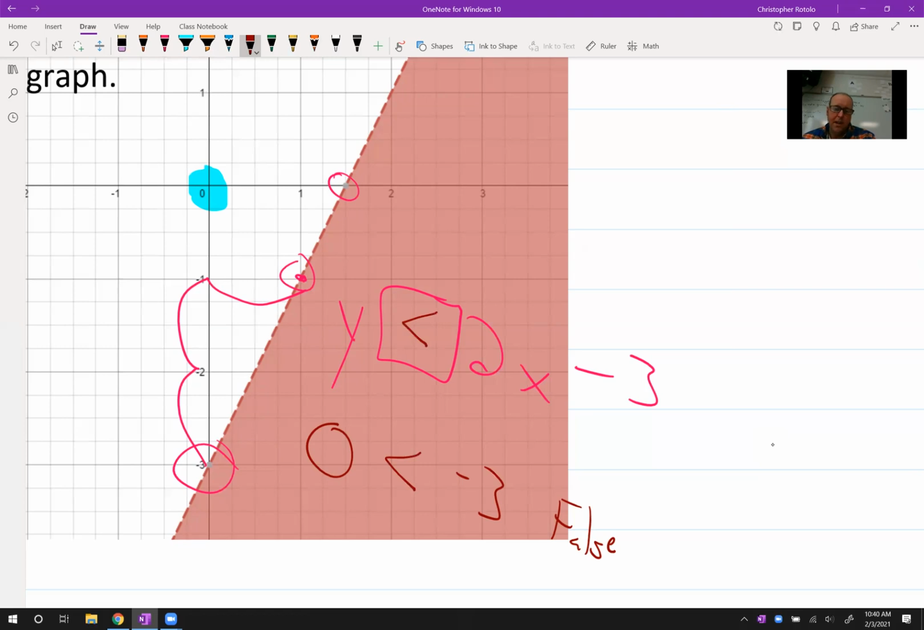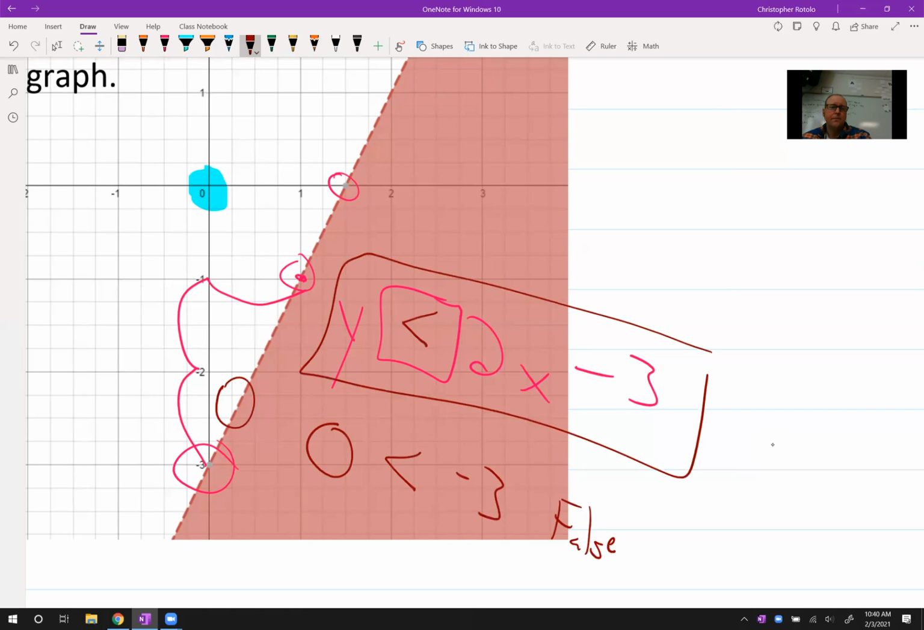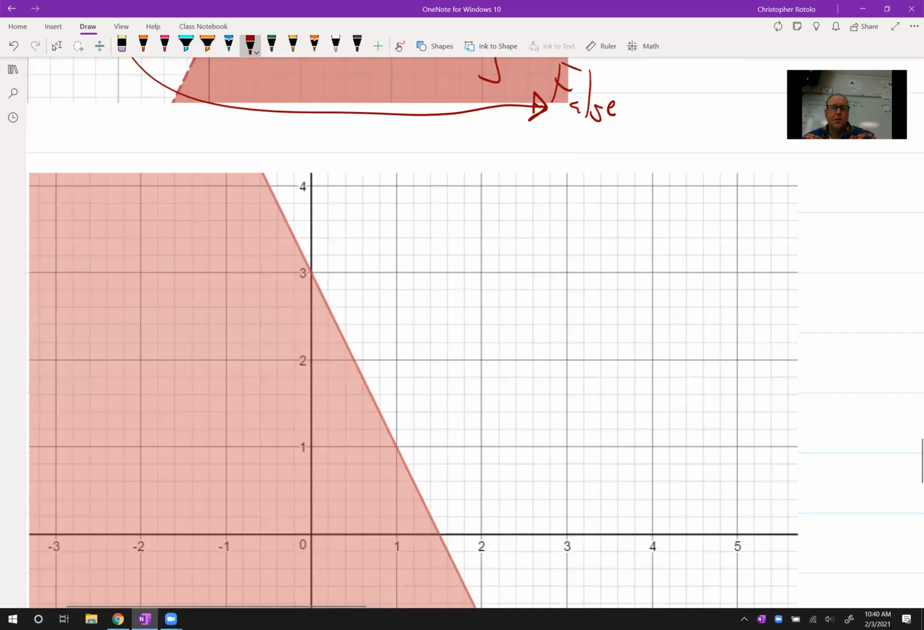And then I'm going to check my line, and it looks like it's dashed, so I'm going to leave it just like that. Okay, so the fact that this was not shaded means I need to create a false statement. And we know that 0 should be greater than. All right, so let's do that again.